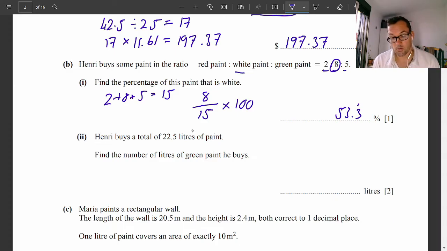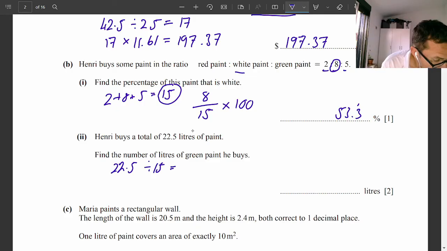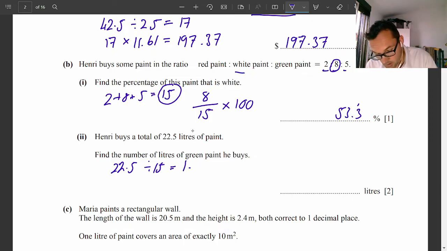Henry buys a total of 22.5 liters of paint. Find the number of liters of green paint he buys. So we know already the ratio gives us a total of 15 liters. Okay, but he doesn't buy 15 liters, he buys a bit more than that. So to find the multiplier, the amount that he buys more, we need to divide 22.5 by 15. So he buys 1.5 times the amount the ratio gives us.